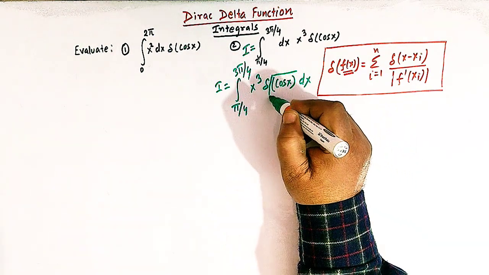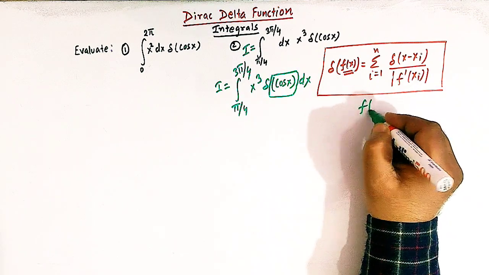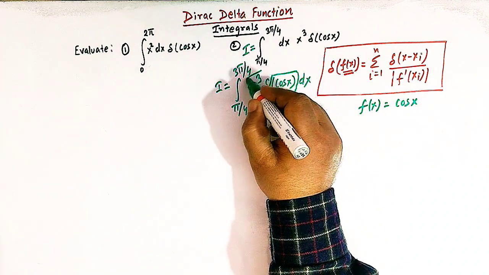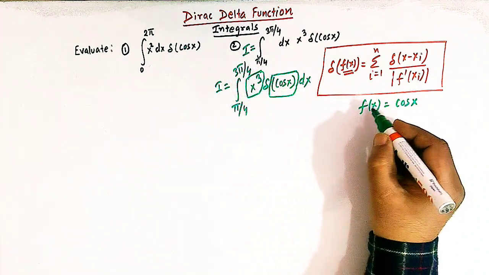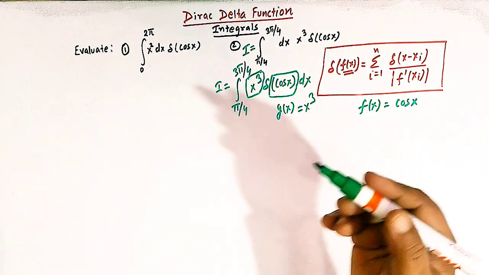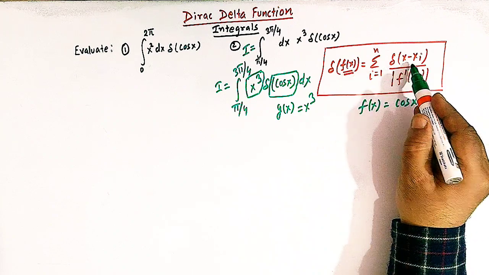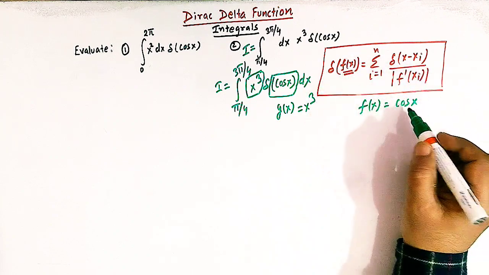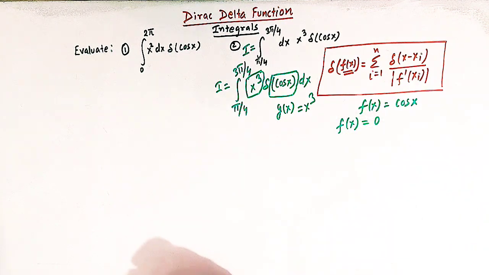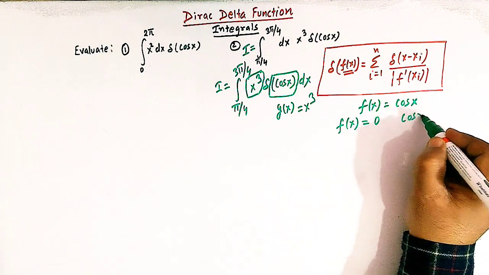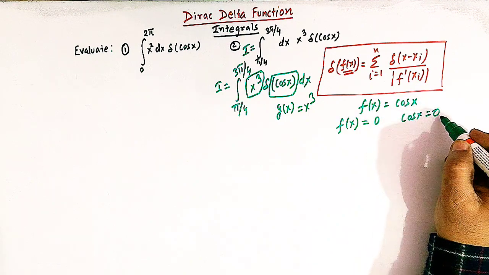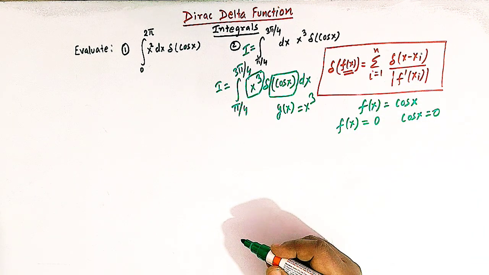Here we can take this function as our function f of x, that is equal to cos x, and let us take this function as g of x, that is x cube. Again I will make use of this property of Dirac delta function. Let us first find the roots of the equation f of x is equal to 0. So we have cos x is equal to 0, and if we solve cos x is equal to 0, we will get an infinite number of solutions.